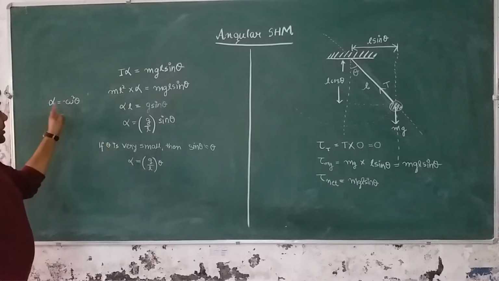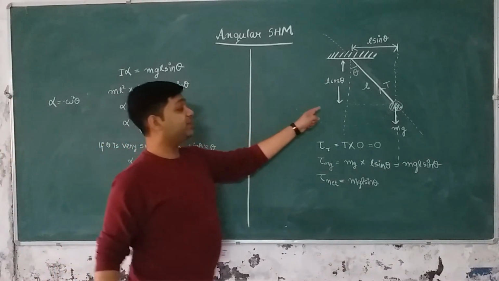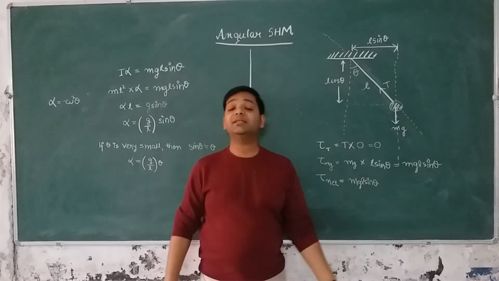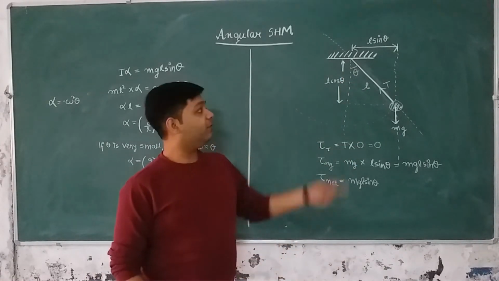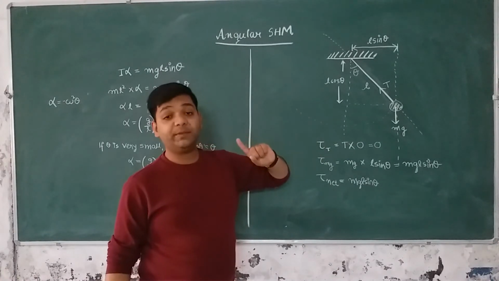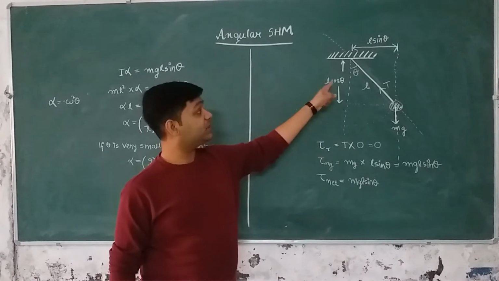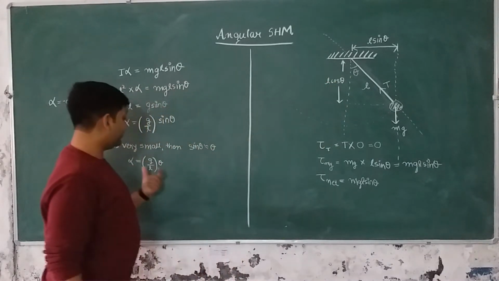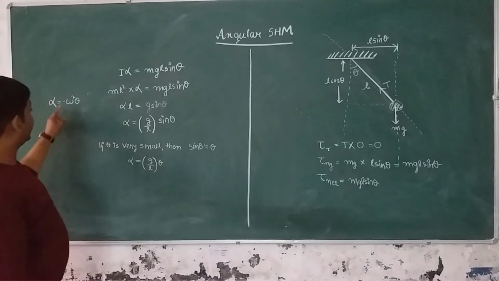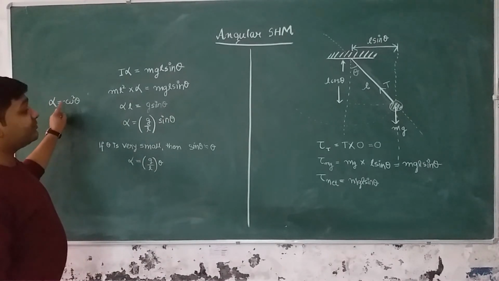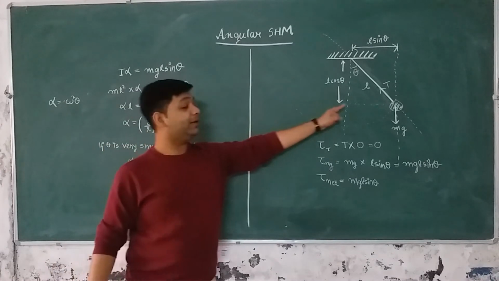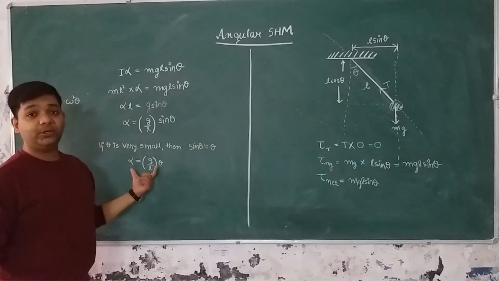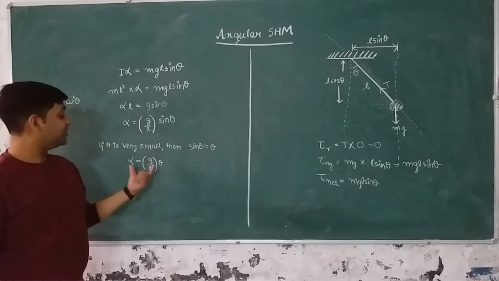So that means the motion of a simple pendulum, right? For large values of theta, the motion will not be simple harmonic motion. Only for small values of theta will the motion of the simple pendulum be simple harmonic motion. And please do not confuse this with the negative sign, because we have already taken all the directions into consideration. So we are checking here only the magnitude, as we did in linear SHM, right?